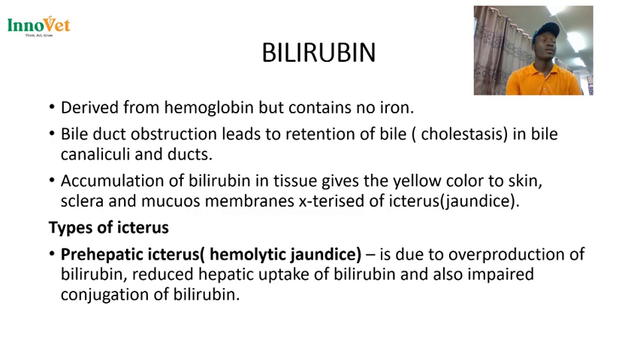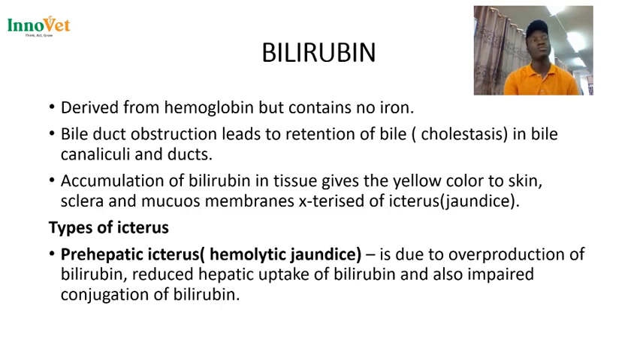There are basically three types of icterus or jaundice. We have the prehepatic, which is known as hemolytic jaundice, and this is due to the overproduction of bilirubin. Basically, they all result from the hemolysis of red blood cells. But this follows three mechanisms.